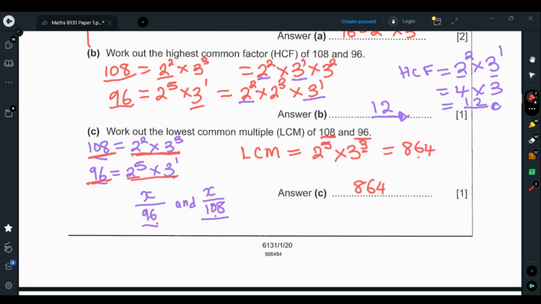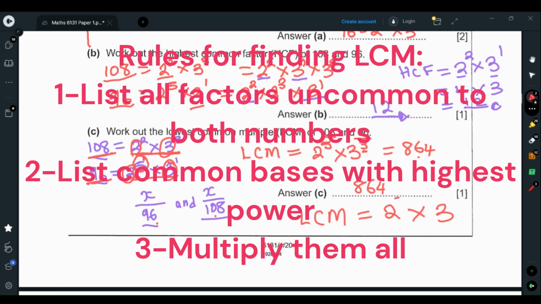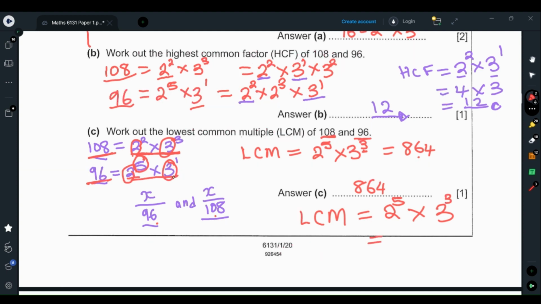So a rule for always getting the LCM is you look for the bases that are common. In this case, base 2 is common, base 3 is common. Write them down, multiply them, 2 times 3, and then take the highest powers. For 2, the highest power is 5, and for 3, the highest power is 3. Then just work that out, which is 864. So that's how you get your lowest common multiple.